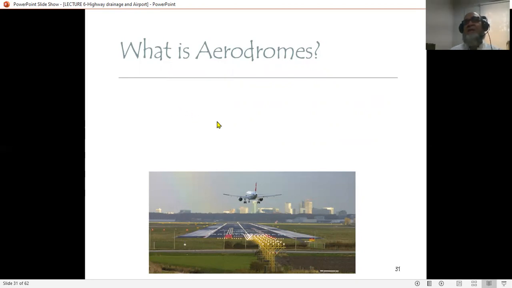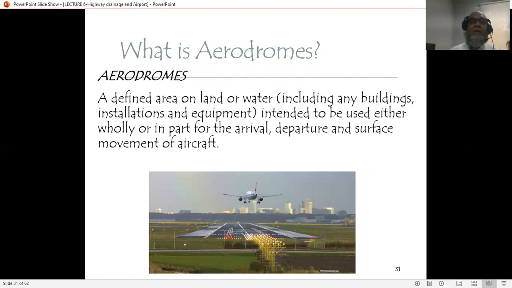An airport is also known as an aerodrome. It is a defined area on land or water, including any buildings, installations, and equipment, intended to be used either wholly or in part for the arrival, departure, and surface movement of aircraft. An aircraft can land on water, but obviously we need a special type of aircraft. That is not a commercial aircraft, it's just a personal aircraft that can land on water. You cannot take the risk of landing a whole aircraft on water, especially a commercial flight, because there are many people on board.